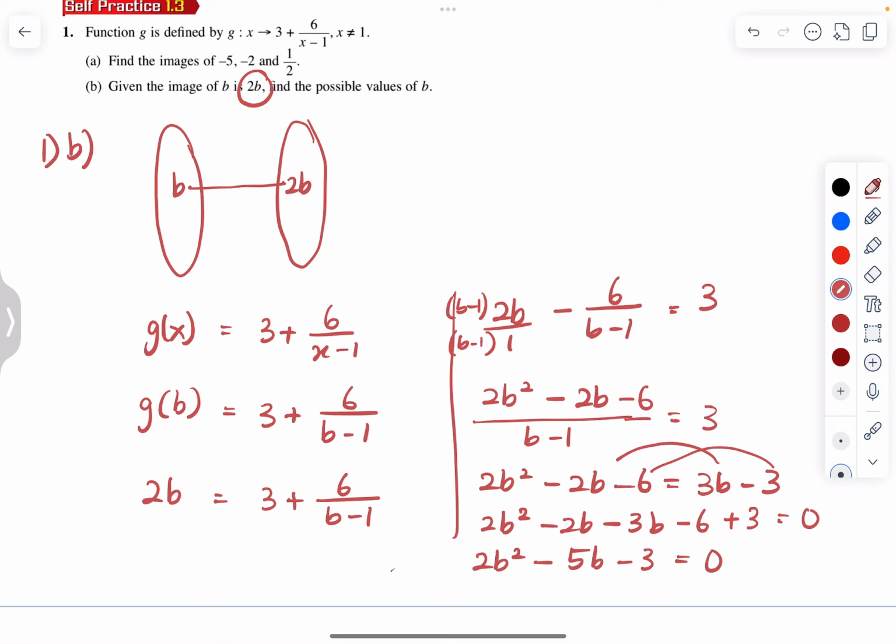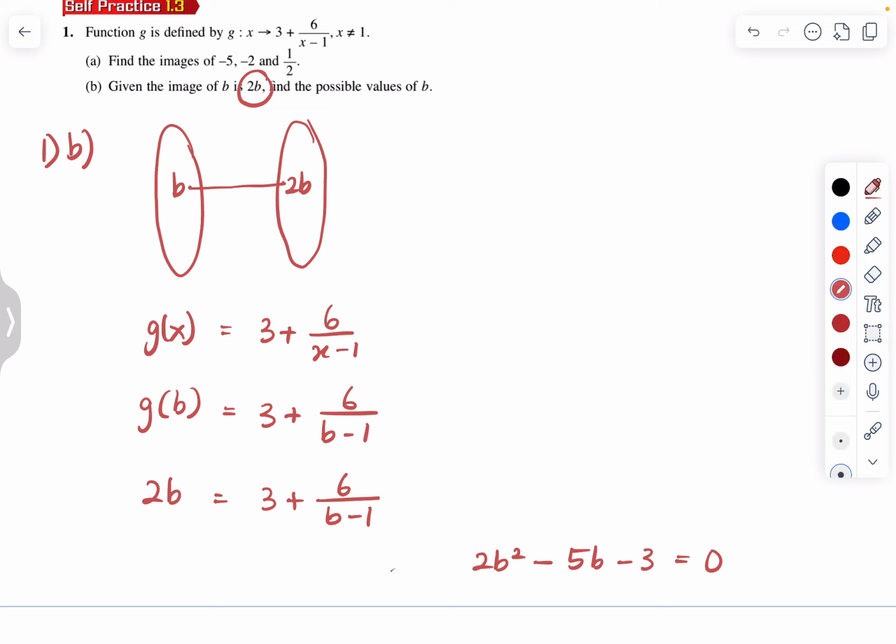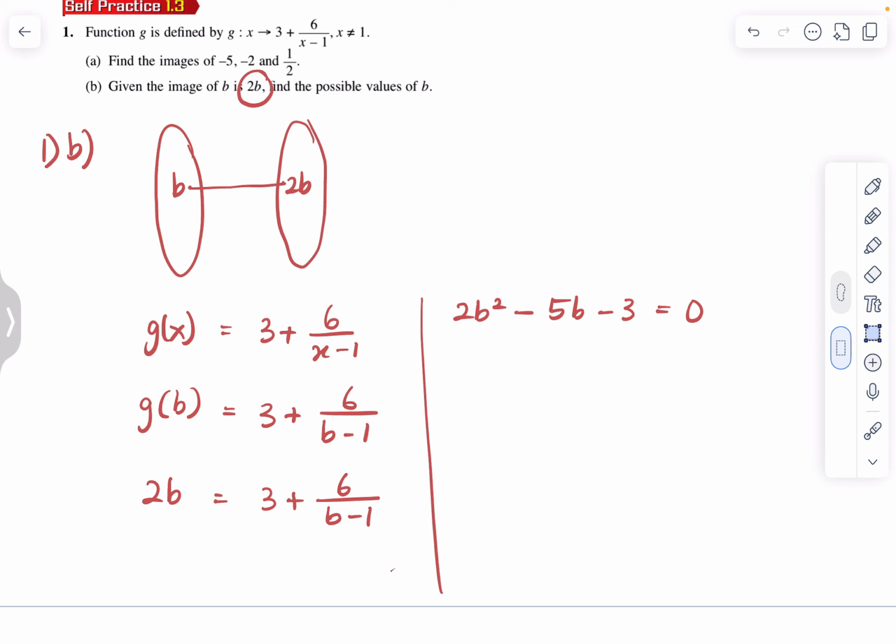So you have to solve this by factorizing. Okay, there's no space, never mind, I delete all these. We just need this part.